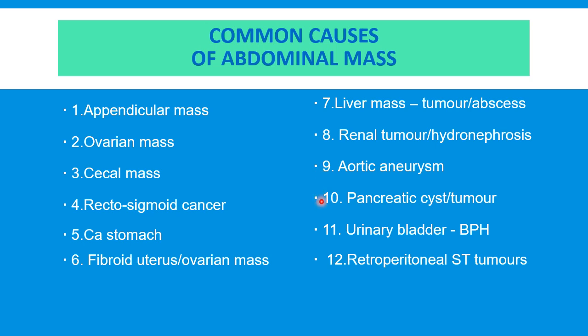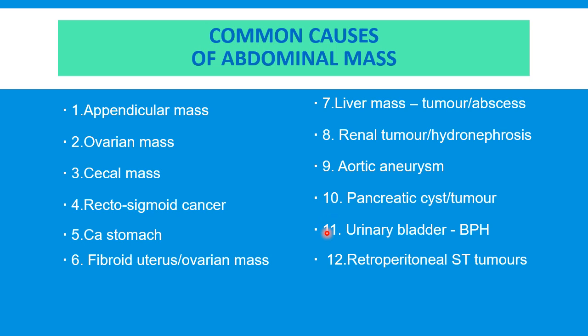Next we come to pancreatic masses, cysts, especially pseudocysts of the pancreas resulting from acute pancreatitis. And more important is a tumor of the pancreas, most commonly in the head of the pancreas. Patients with a tumor of the head of the pancreas will present with obstructive jaundice.